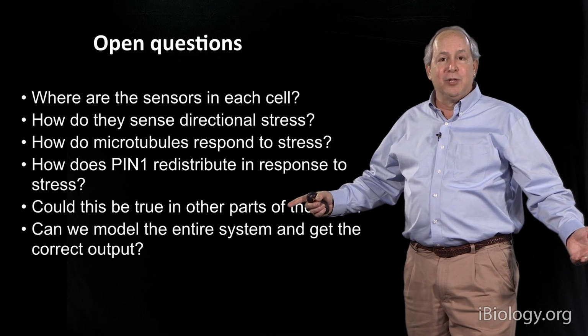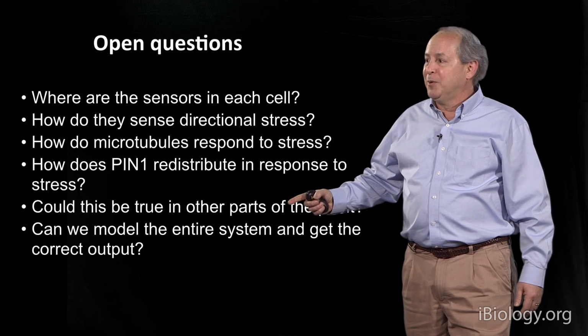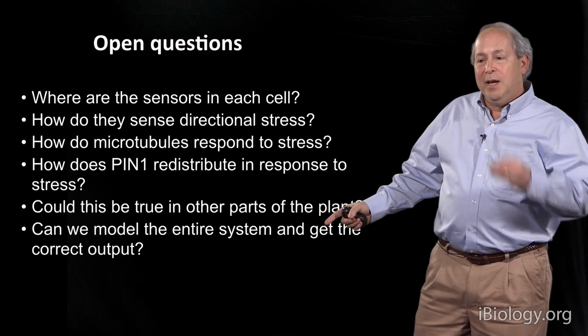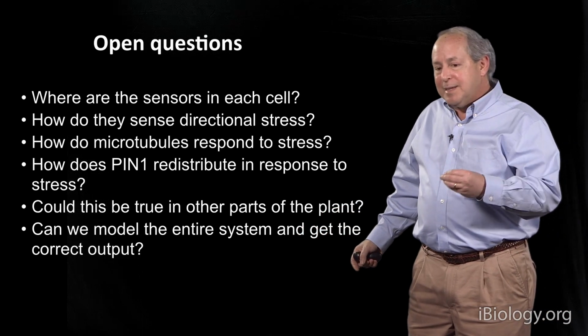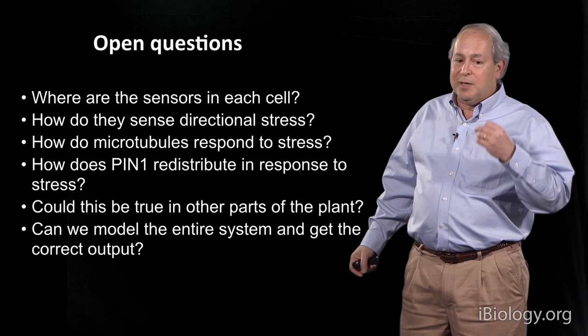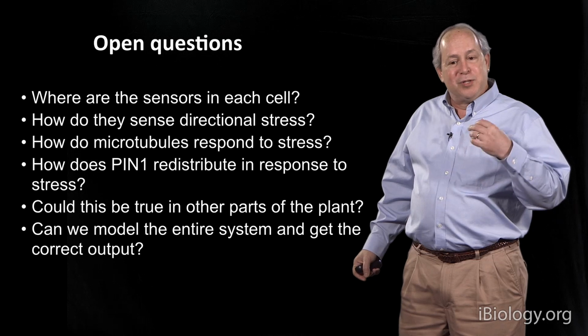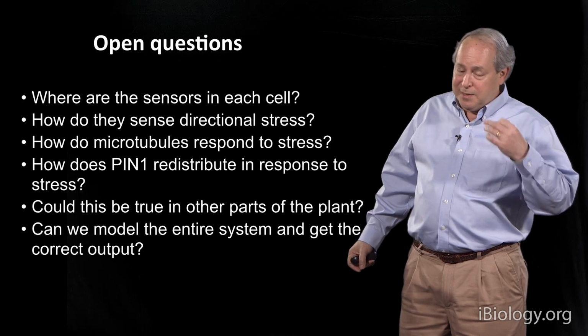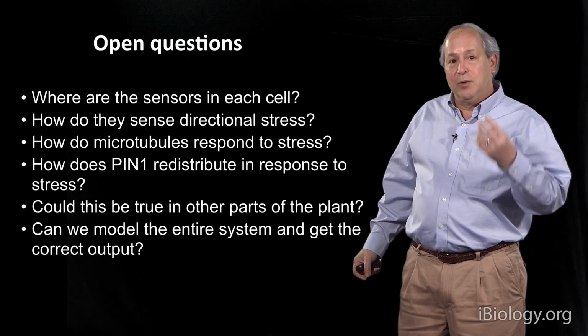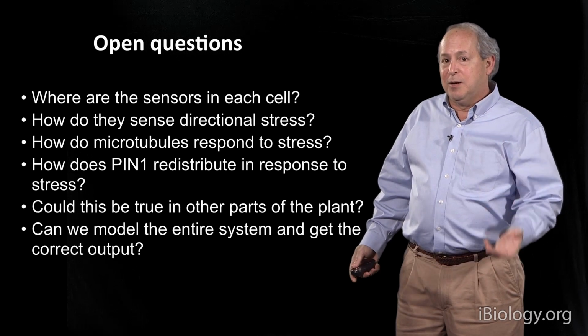Is this true only in the shoot apical meristem, or does the whole plant work this way? And can we model this entire system in our computer and get fully realistic developmental outputs from the combination of chemical and physical signaling that results from not only the gene activity patterns in the tissue, but from the physical state of the tissue, including its cytoskeleton and its cell walls?